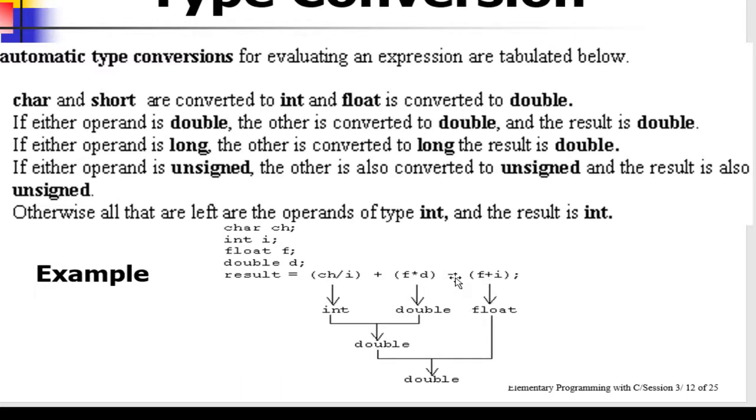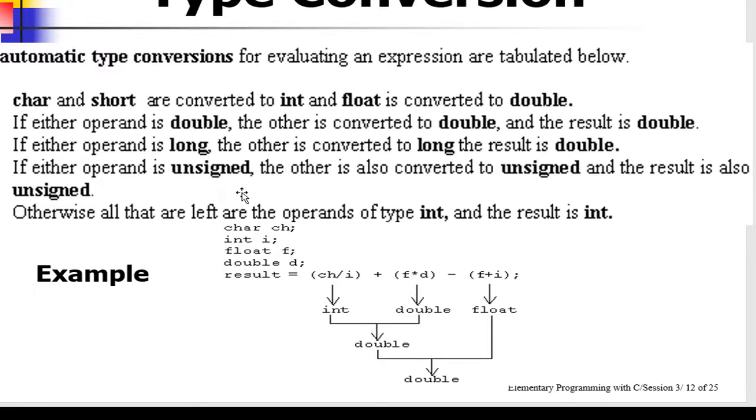Plus and minus, they have the same precedence. So we start from the left. Remember, associativity. This will be an integer plus a double. Then B comes into operation. If either operand is double, the other is converted to double and the result is double. This evaluates to a double. Then we have a double minus a float. B comes into operation again and the result of this calculation is a double.